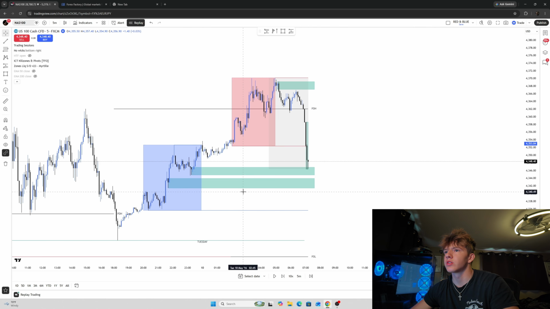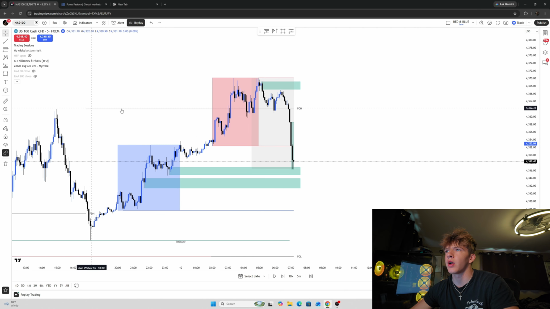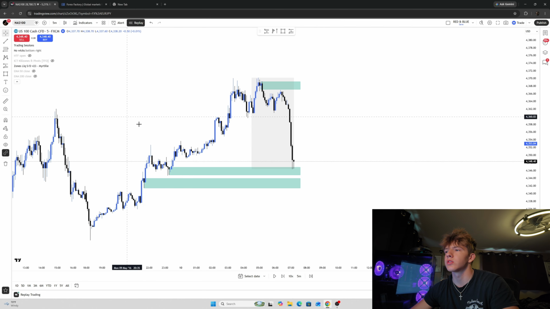Asia low isn't really near us, so I'm not really concerned about anything like that. We've taken previous day high. We haven't manipulated it by any means. We've displaced pretty nicely past it. So this isn't a bad trade at all.